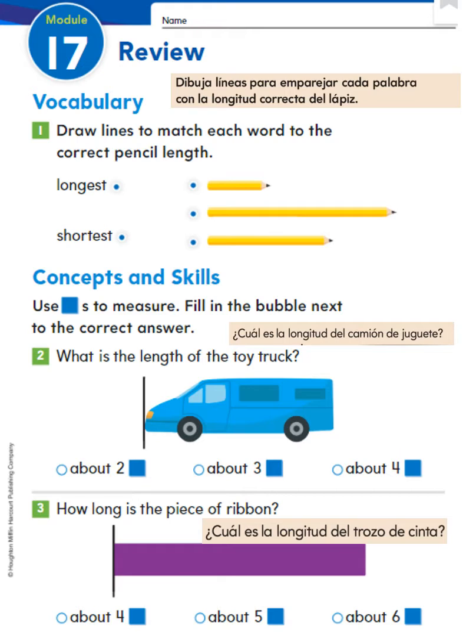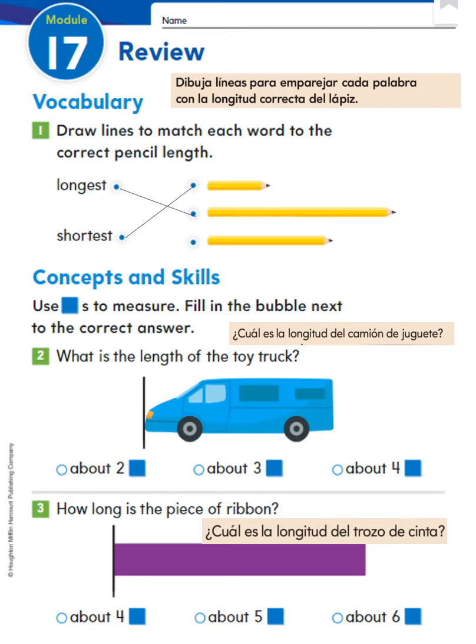Number 1, let's draw lines to match each word to the correct pencil length. We're looking for the pencil that is longest and the one that is shortest. Dibuja líneas para emparejar cada palabra con la longitud correcta del lápiz. ¿Cuál es el más largo y cuál es el más corto? Pausa el video para tratar de hacerlo solo. Try to do it by yourself. Pause the video until you have an answer. Here is the pencil that is shortest. This is the pencil that is longest. Super. Let's go on to number 2.